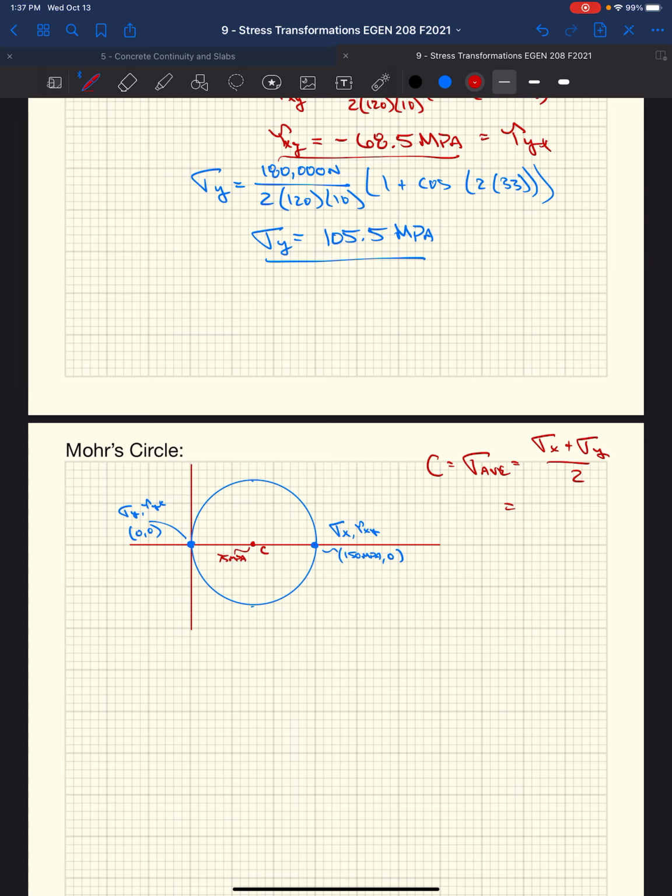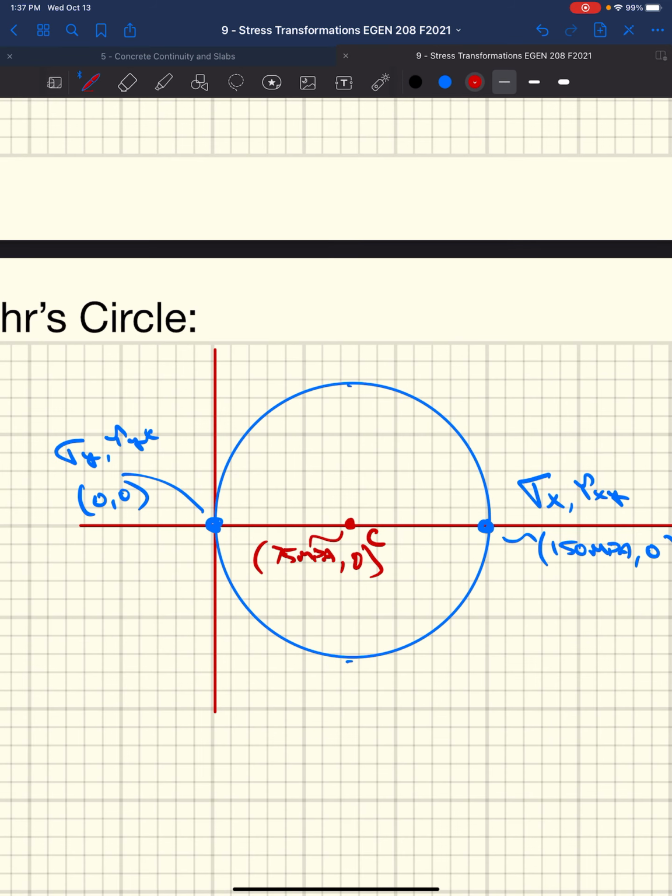In this case, we have 150 plus 0 divided by 2, 75 megapascals. So that's our coordinate, 75 comma 0. Well, if we are interested in looking at a point oriented at a given angle, we're really going to want to know what the radius is, because as we travel around this circle, that radius is going to help us determine what our normal stress and our shear stress are as we make our trip around.